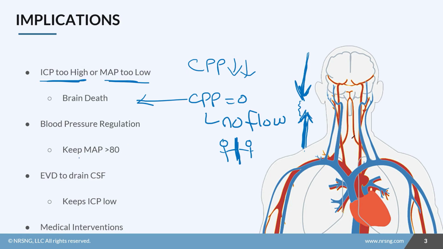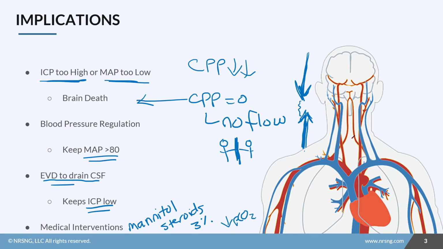So we're going to make sure we keep that blood pressure high. We're going to control their blood pressure, allow that mean arterial pressure to be higher than we normally would. And we're going to make sure we keep that ICP low. That might mean we drain CSF with an EVD or all of those other medical interventions we talked about, like mannitol, steroids, or 3% saline, or even that permissive hypocapnia to keep their CO2 low. We're going to do all these things, keep their blood pressure high, and keep their ICP low.